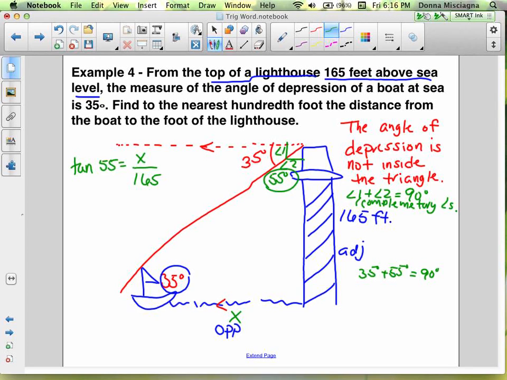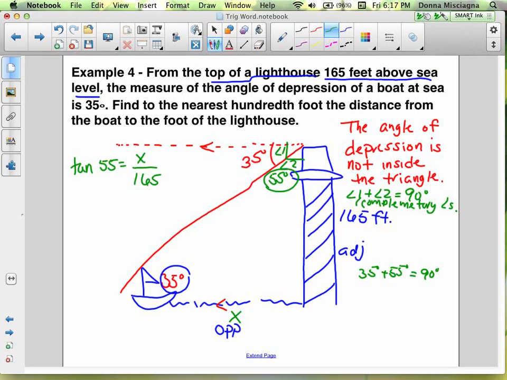Now, you might like that equation better. That equation is a little easier to solve. The other equation, I drew my picture so big, I don't have any space to solve. If we had used the 35-degree angle, it would have been tangent 35 equals 165 over x, because that would have been the opposite over the adjacent. So it is a little easier to solve if the variable's in the numerator. That may influence your decision on which angle you work with: the angle at the top of the lighthouse, which is complementary to the angle of depression, or the angle at the bottom of the lighthouse.